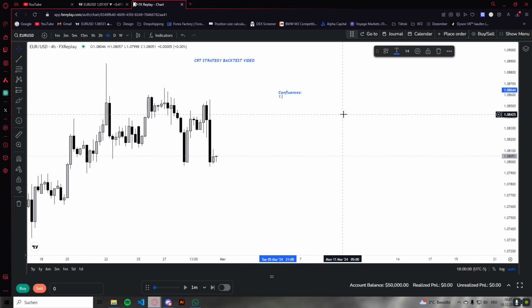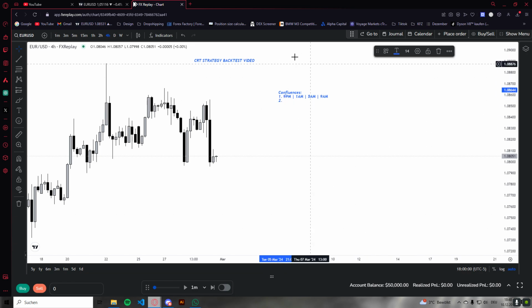Confluences. So first, we want to mark out the lows and the highs of the following candles. We want to mark out the 9 p.m., the 1 a.m. So we are trading these candles, okay? The 5 a.m. and the 9 a.m. These are our candles.